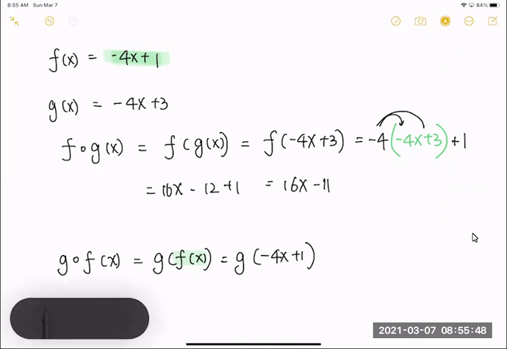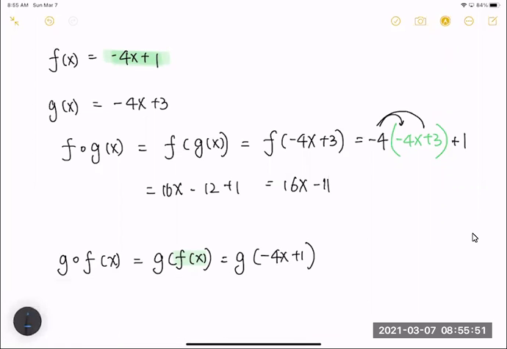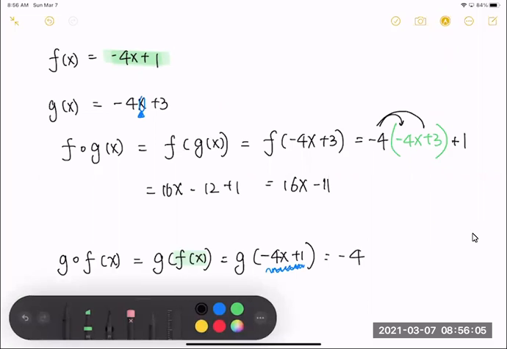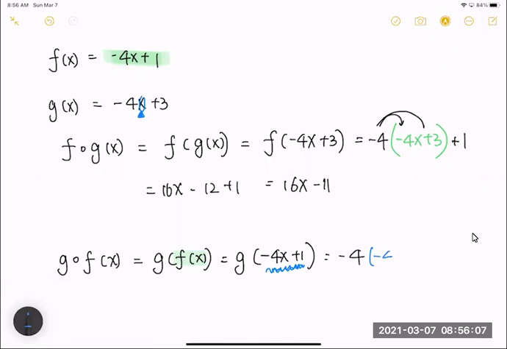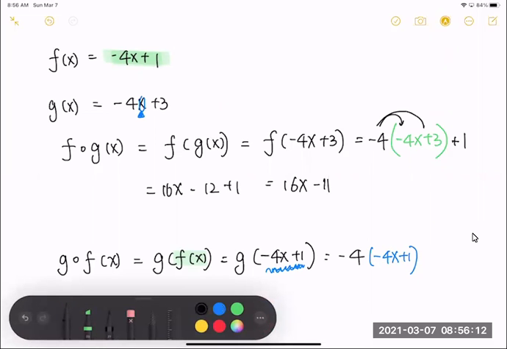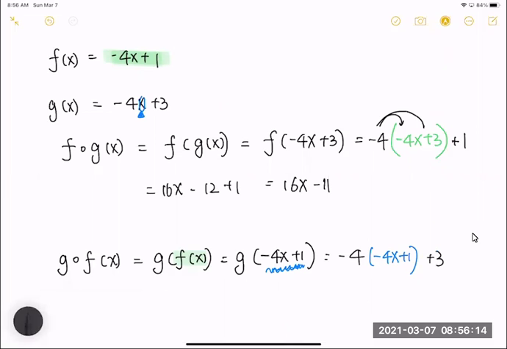And now look at the g(x) function. You want to substitute x with this part, whatever inside the parentheses. So I have negative 4 times negative 4x plus 1, and then add 3. You simplify, I have 16x minus 4 plus 3. So this equals 16x minus 1.